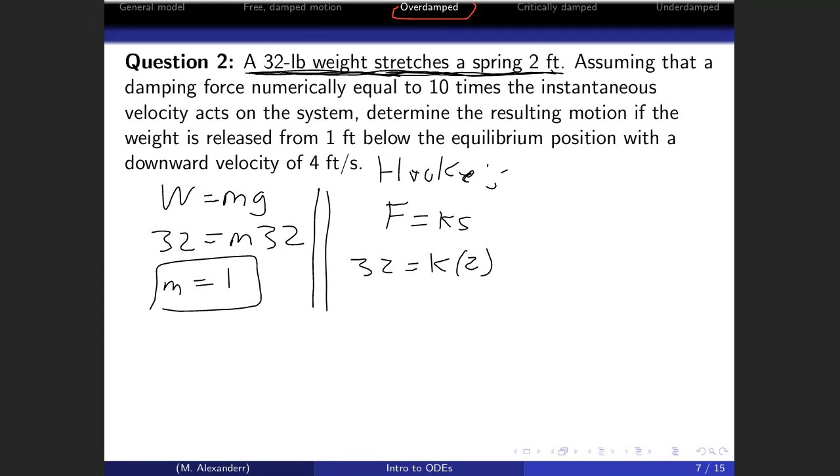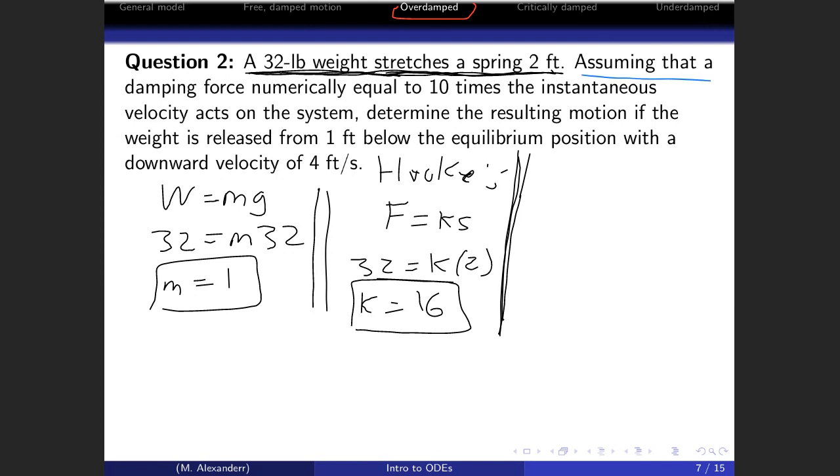So that means that K is going to be equal to 16. Okay, K is equal to 16. So we use Hooke's law to figure out the spring constant K. Now let's go into the second sentence, at least just the first part.